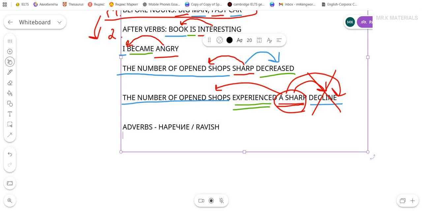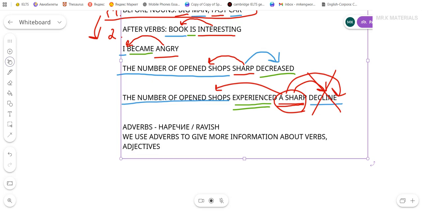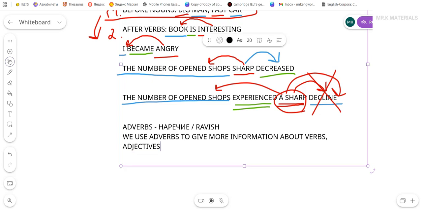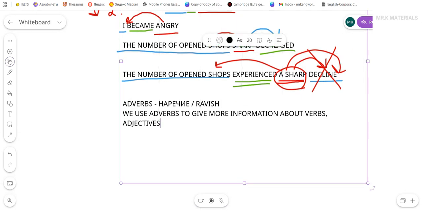All right, so when do we use adverbs? We use adverbs to give additional information or to give more information about verbs, adjectives. That's it. So we can use adverbs to describe both verbs and adjectives. And we're going to look at each case right now.